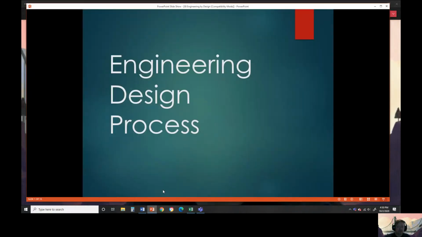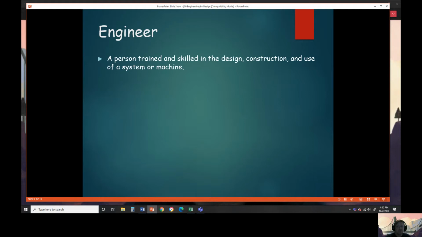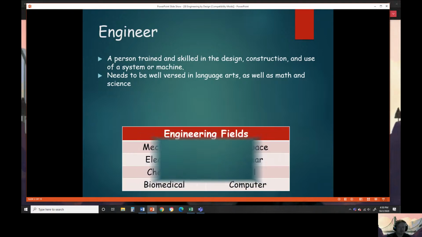So we're going to get started with the engineering by design or engineering design process. Now, what's important is that first we need to understand what an engineer is, and that's basically a person who's trained and skilled in the design, construction, and use of a system or machine. When we think of engineers, it's not just science and it's not just math, but it's also language arts. They need to be able to communicate what it is that they do and what it is that they're creating to everyone. So there needs to be those communication and language arts skills involved.